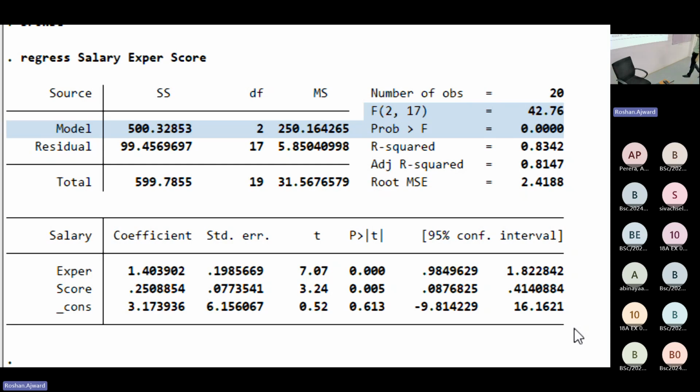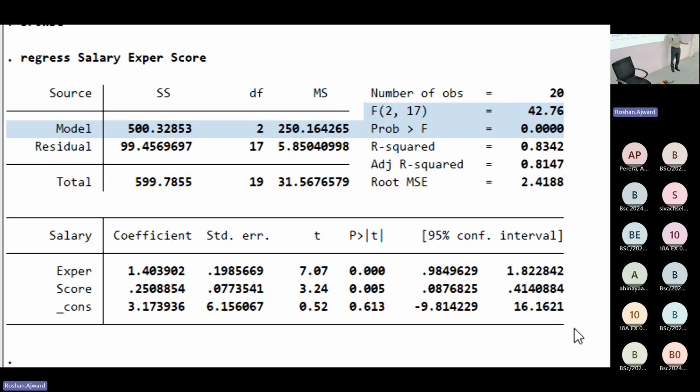How about score? Is it significant? Is it less than 0.05? Yes, indeed. It's even less than 0.005. We were expecting less than 0.05, and this is even less than 0.01. So is it significant? Yes, it is. Again, what kind of impact is there? The coefficient has a positive impact. Is that clear? You have to understand this.